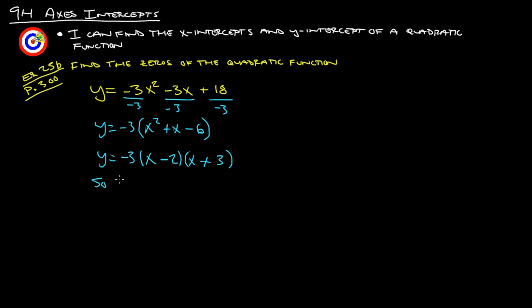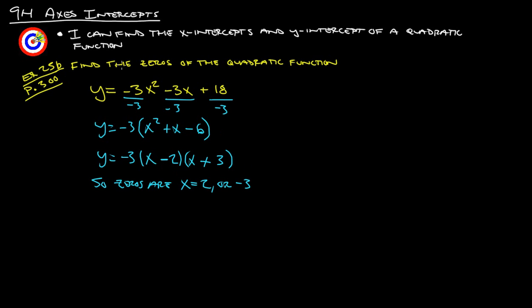So our zeros are when this equals 0 or when this equals 0. So our zeros are when x equals positive 2 or negative 3. Okay.